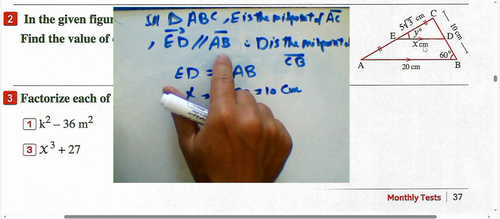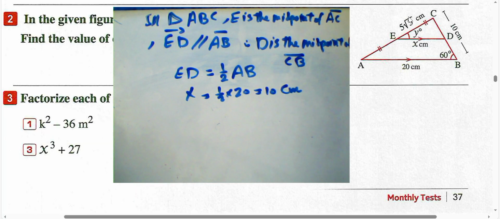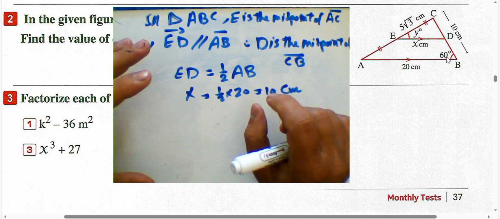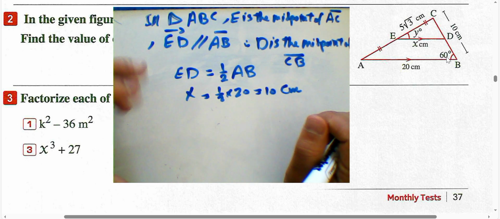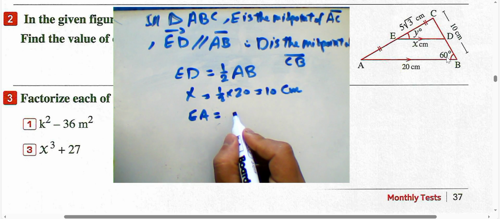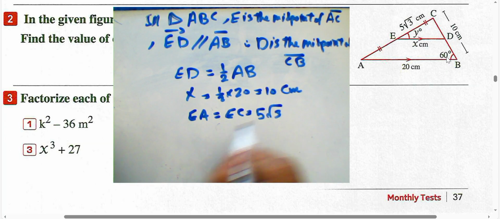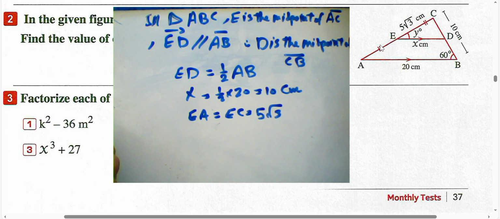Also, we have ED parallel to AP. We have CA transversal of them. To find the measure of angle Y, Y will be equal to angle A. Okay, and we have angle B was 60 degrees. We can prove also this triangle is a right angle triangle. How is this? Look with me. EA will be equal to EC, equal to 5 root 3. This line segment is also 5 root 3.